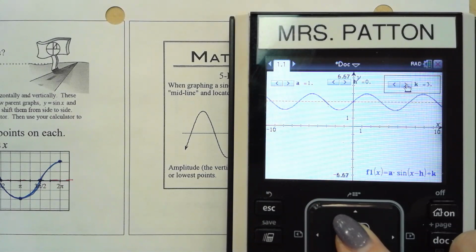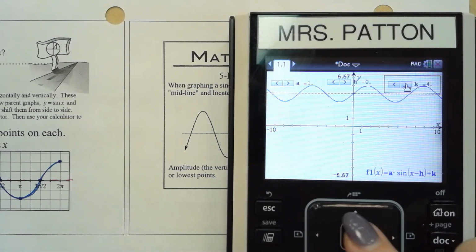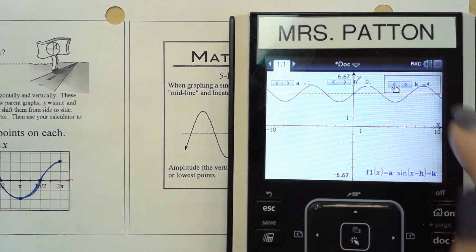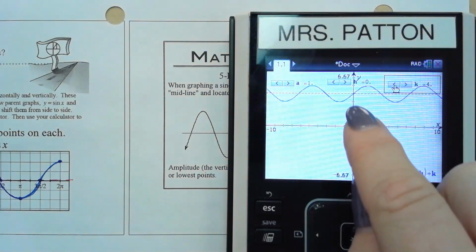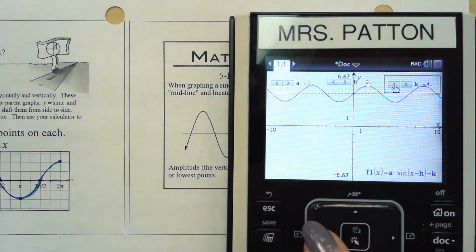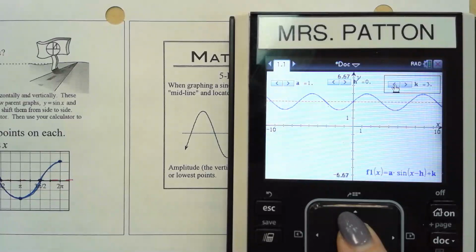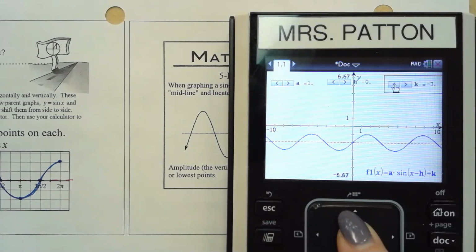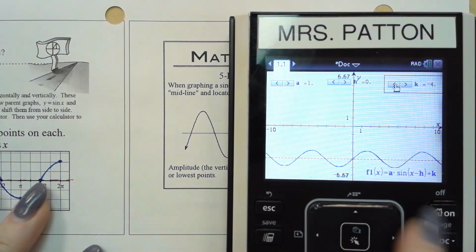You notice our graph is moving up and our midline is moving up. In fact, if K is 4, look at that, the midline is up there at 4. K is 3, K is 2, K is 1, 0, -1, negative. So that K value, what used to be the Y coordinate of our locator point, is actually going to tell us where our midline is.